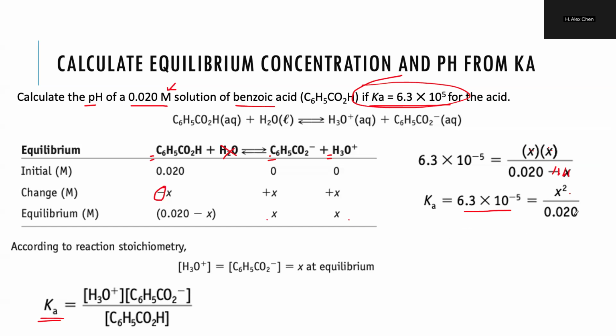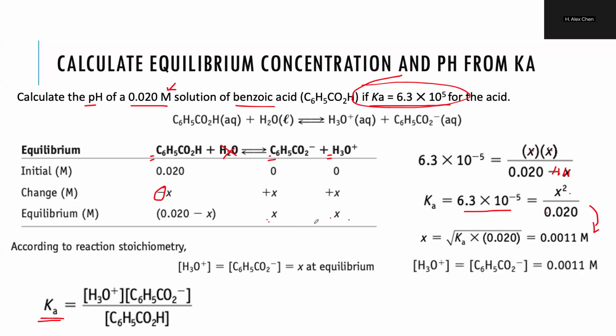And then to solve for x squared, you multiply both sides by 0.020, and then you take the square root. So all you need to do is Ka times 0.020, put it under the square root, which gives you 0.0011. If going from here to here, the math is challenging for you, let me know outside of class time. So now I know x. My x is H3O plus. My x is also C6H5CO2 minus. So I can say that the concentration of those two is 0.0011 molar.